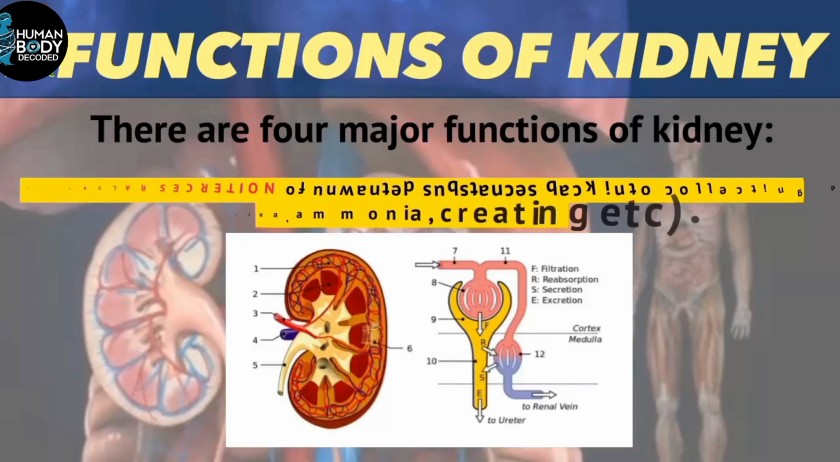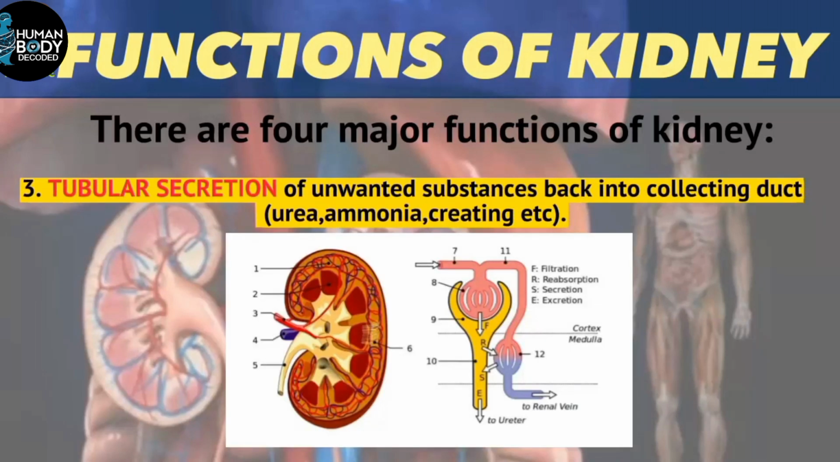The third function of the kidney is tubular secretion. Let me give you a simple example using tea. When you filter tea, some residue might remain, and you need to use a spoon to remove it. Similarly, when the kidney filters the blood, some unwanted materials like urea, ammonia, and creatinine remain. The kidney then takes these substances back through a process called tubular secretion.